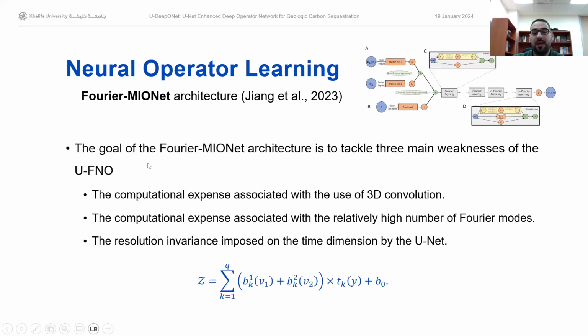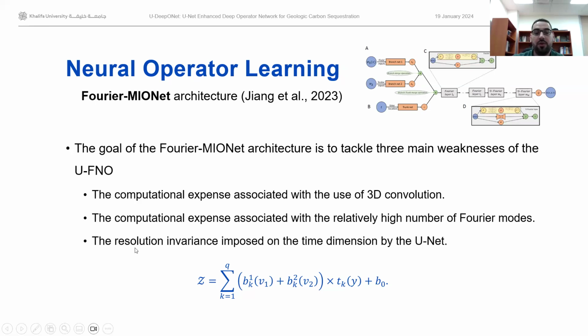So the goal of the Fourier MIUNet architecture is to tackle the three main weaknesses of the UFNO, namely the computational expense associated with the use of the 3D convolution. Since they separate the temporal dimension in the trunk, they now don't have to do a 3D convolution in the UNet. This is also true for the number of Fourier modes: the R matrix is no longer a 3D matrix, it's a 2D matrix, which substantially reduces the number of parameters in the overall model compared to the UFNO.